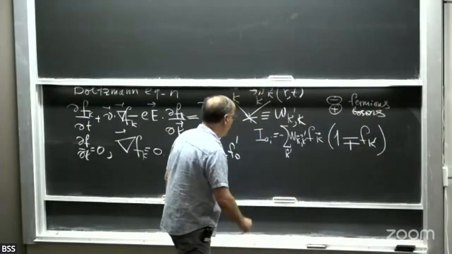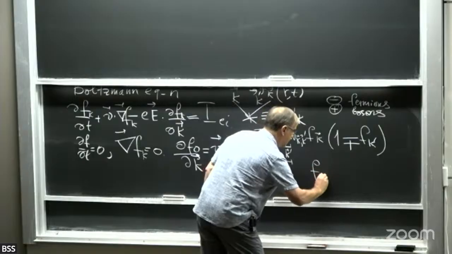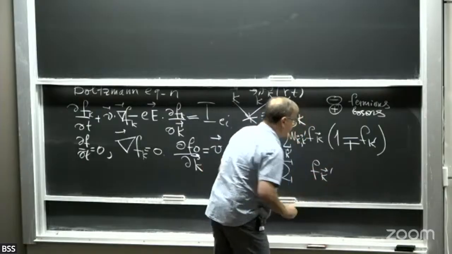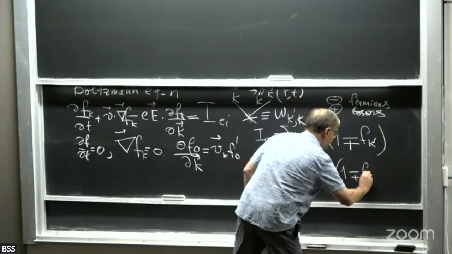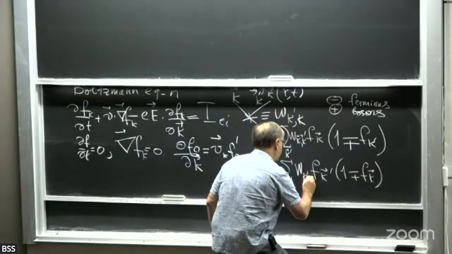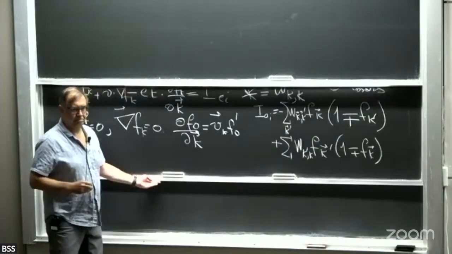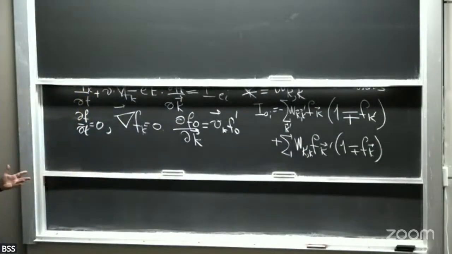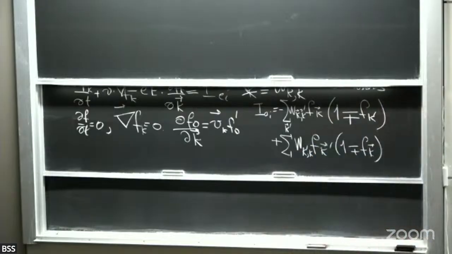Okay. What's with the plus sign? The plus sign, we have reversed processes when particles from state k prime scatter into the state with momentum k, and there is a probability of going from k prime to k. Everyone is happy with this one?